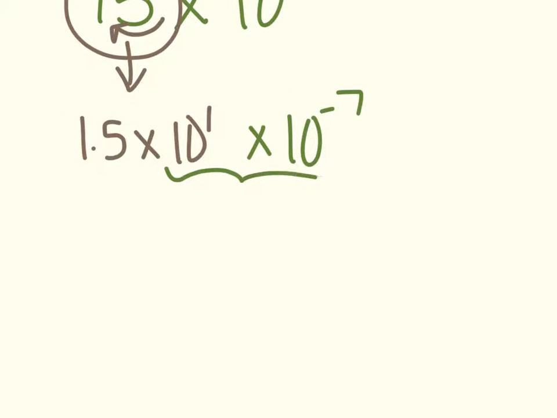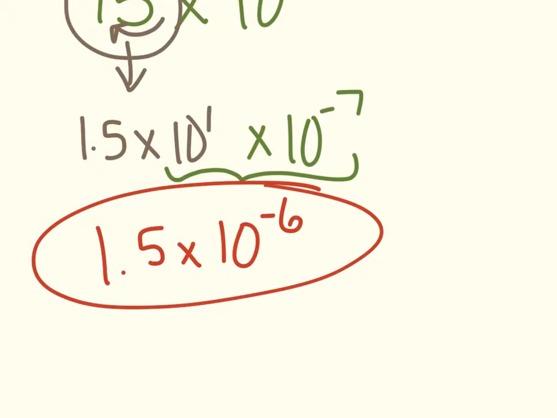Now we can take those two powers. Again, we have two powers. They're both base 10. We can add their exponents, 10 to the negative 6th. We have 1.5 times 10 to the negative 6 as our final answer.